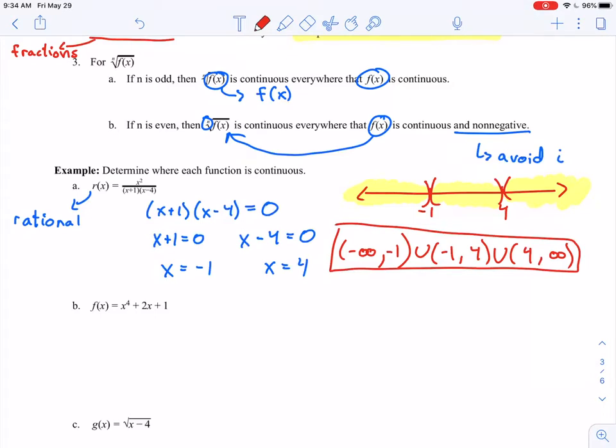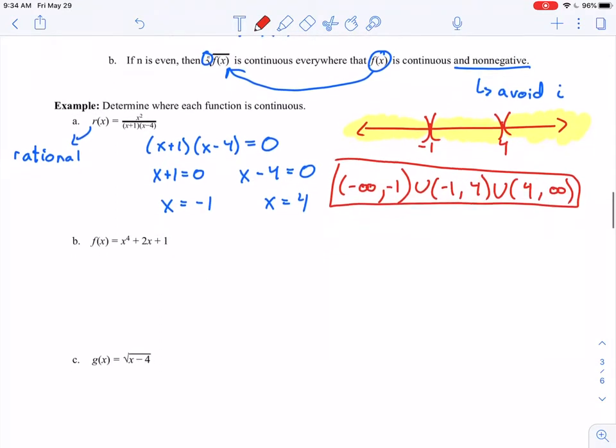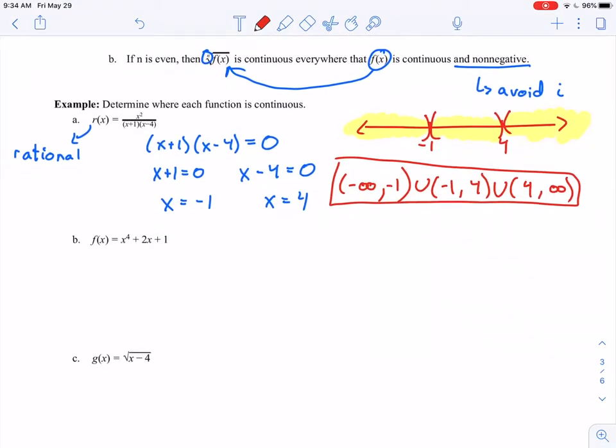So very cool. Part B, f of x equals x to the fourth plus 2x plus 1. This is a really nice case, because this is a polynomial. Just to recall, polynomials have positive whole-numbered exponents of your variable x. So here we have all positive, or non-negative, exponents of x, and they're all whole numbers, so it's a polynomial. It's continuous everywhere.